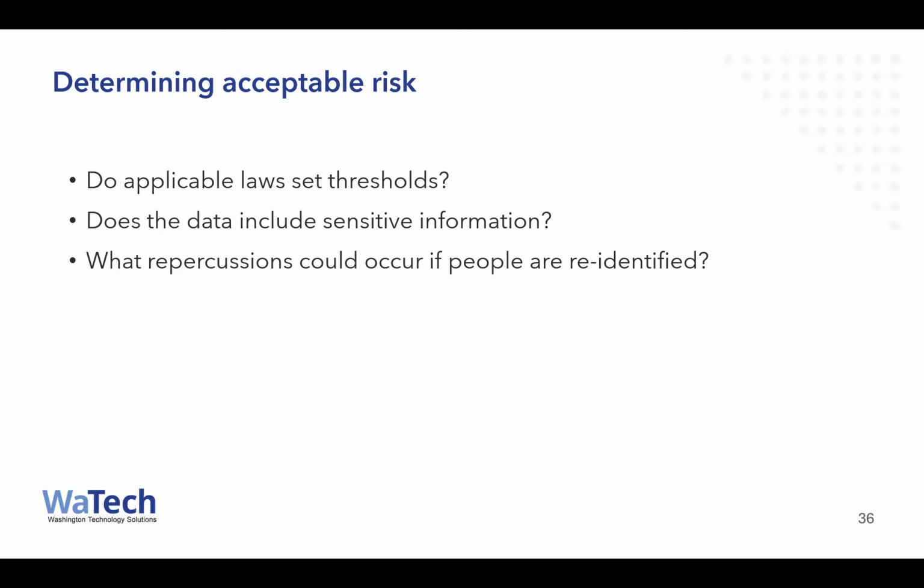One of the things we want to think about is, do we have applicable laws? I'll give an example of that later. But sometimes you get some pretty helpful guidance around where to set those thresholds. We want to think about whether the data set includes sensitive information, and in particular, is it information that could harm people if somebody was re-identified, and if so, how could it harm people? And those are considerations where obviously the more significant the repercussions are of somebody being re-identified, then the less risk appetite we should have around where that de-identification standard is.